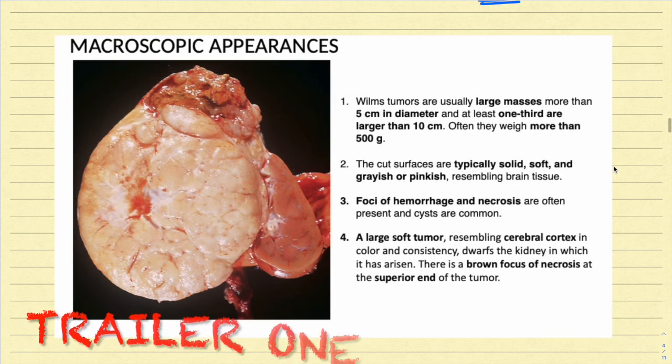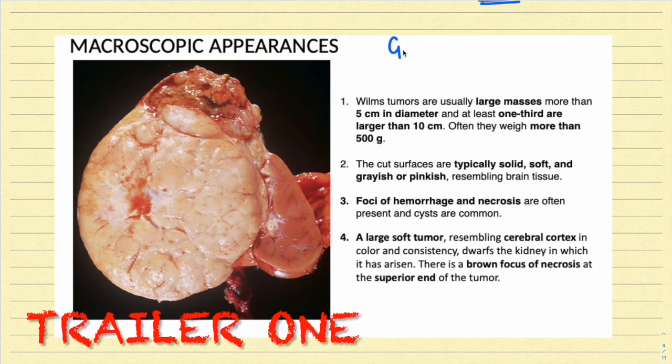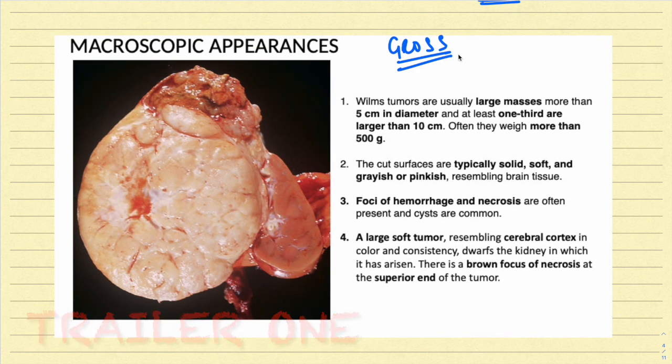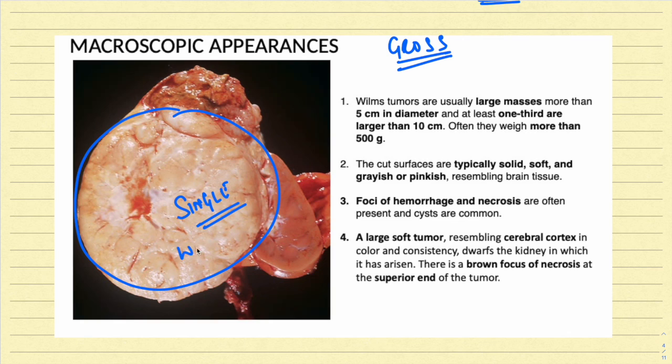This is the gross appearance of Wilms tumor. Over here you can see that there is a very large single mass. It is quite well circumscribed, and they weigh more than 500 grams.